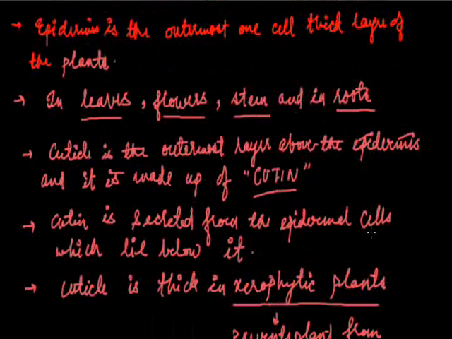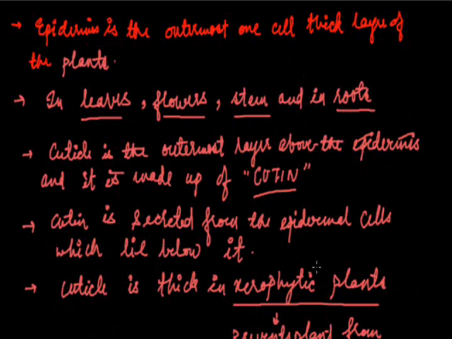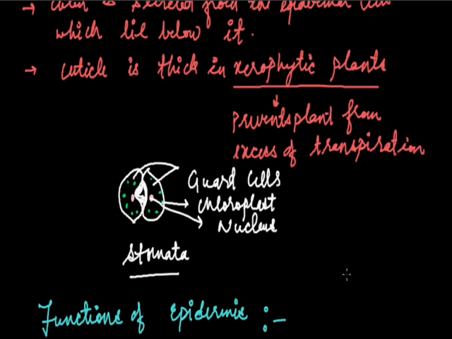Just to revise it once, what is epidermis? It is the outermost one cell thick layer of the plant. It is present in leaves, flowers, stem, and in roots. It has an outer layer of cuticle that is made up of cutin, and this cutin is secreted by the epidermis cells only. This cuticle layer helps prevent the excessive loss of water from the plant, and this cuticle is thick in the case of xerophytic plants because these have to conserve water. So these have an excessive layer of cutin.